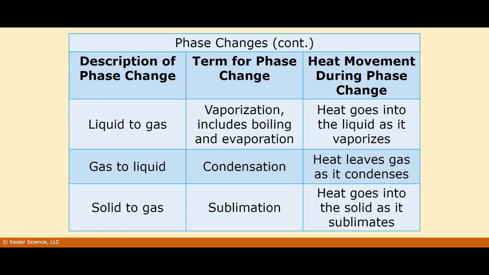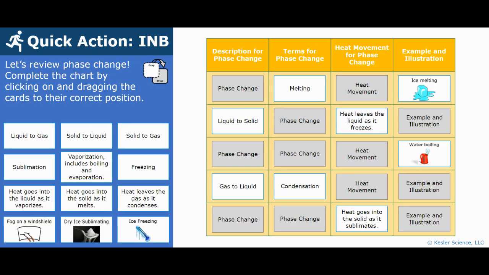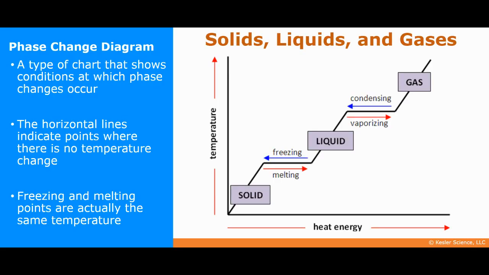Solid to a gas is sublimation. That's when the heat goes into the solid as it sublimates. And if you want to try an experiment, put a cup with an ice cube in it in your freezer and check back in 3 weeks, and you should notice that your ice cube has gotten smaller or disappeared, and that was sublimation. Okay, we will skip that part.